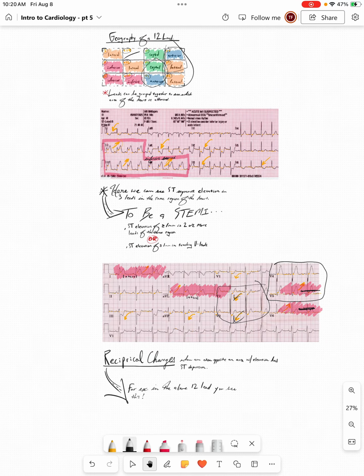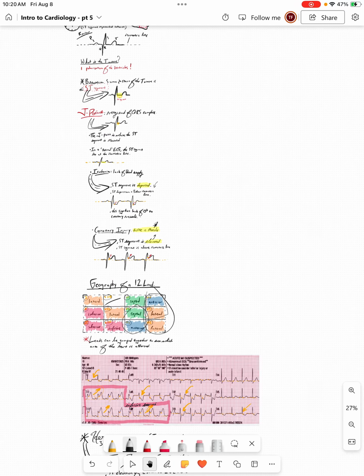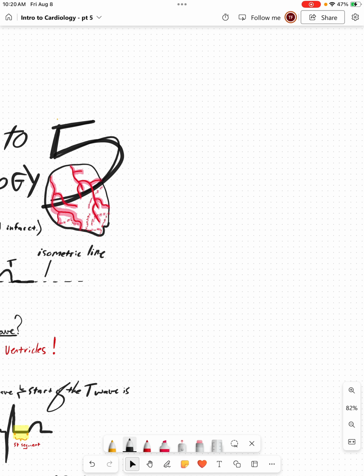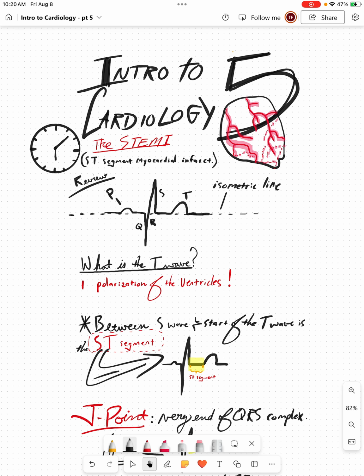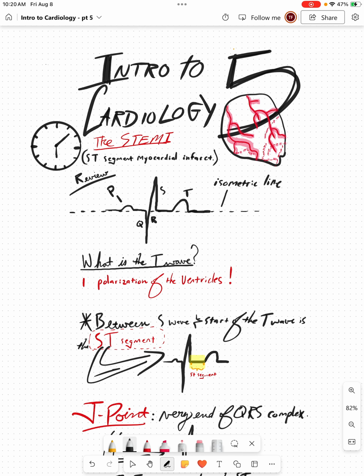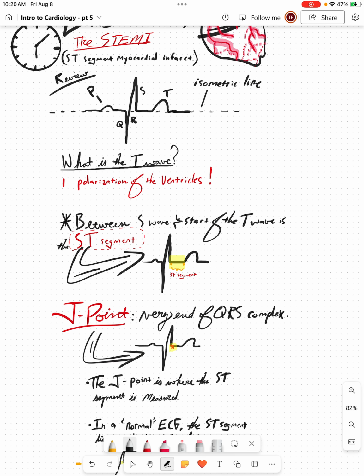You do not need reciprocal changes to call a STEMI, but they do help bolster your case for pitching it to the emergency department. Again, so let's go over what do I need to call a STEMI. I need ST elevation of 1 or more boxes, millimeters, in geographically similar areas or touching V leads.